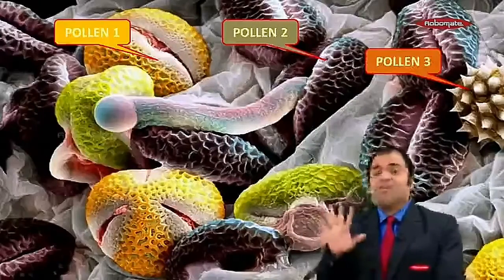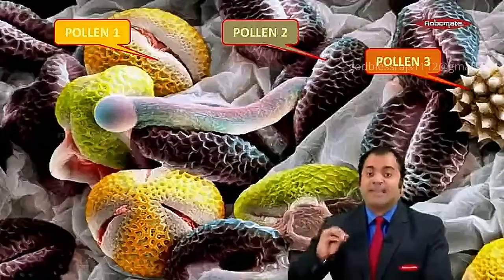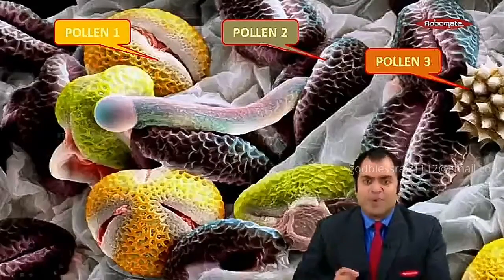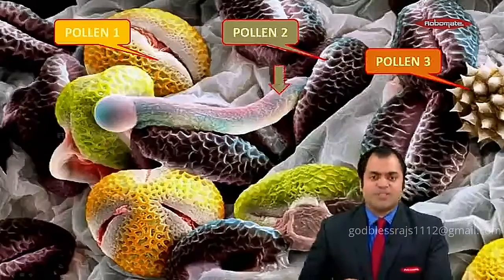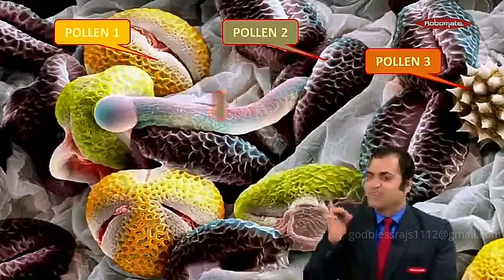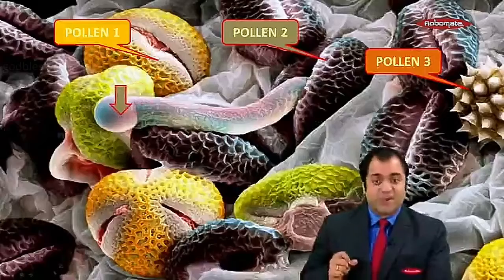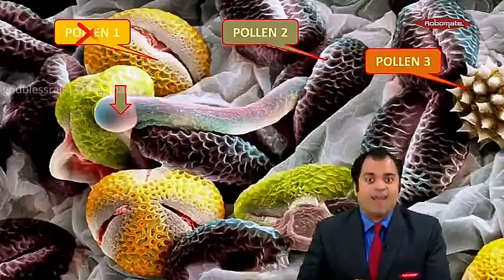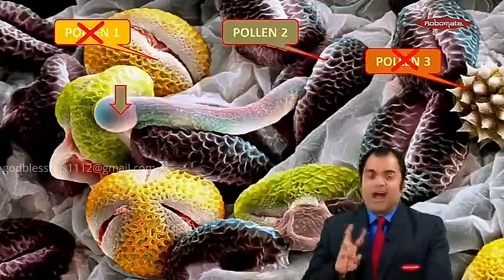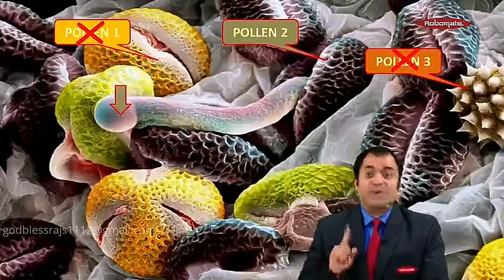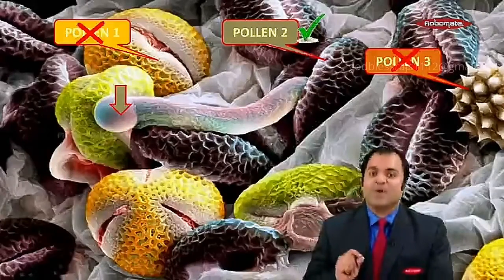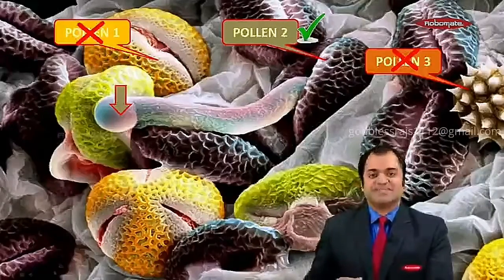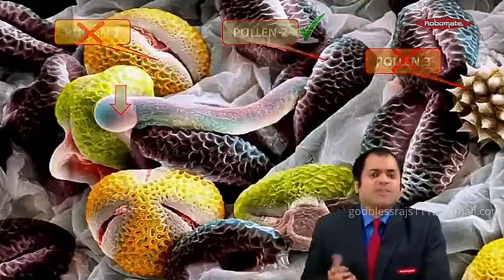Now these 3 different types of pollen have landed on the same stigma. But look at the center pollen, pollen number 2. What do you see? You see that long germinated pollen tube. Is it okay? Which means the stigma knows that pollen number 1 and pollen number 3 are the wrong pollens, and pollen number 2 is the right pollen. And that is why it allowed its germination. Does that make sense? Now why would this happen?